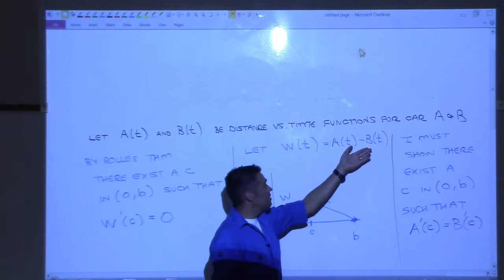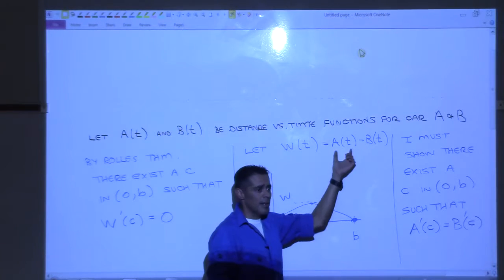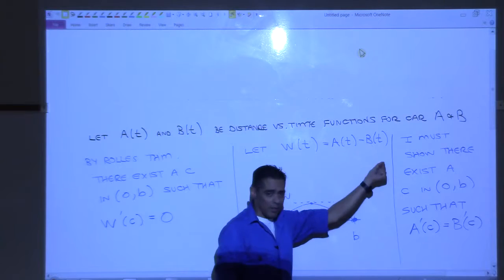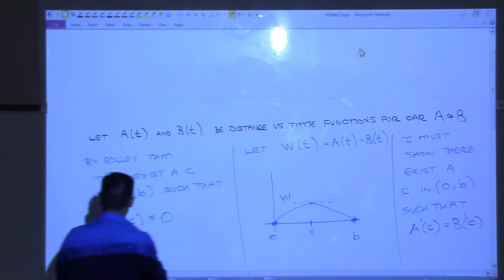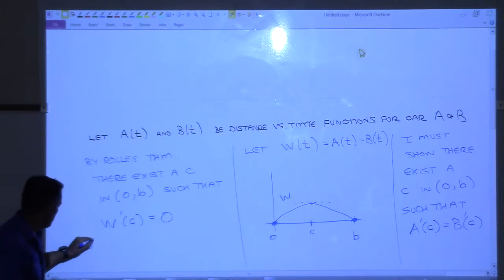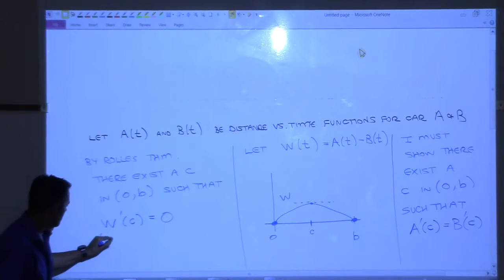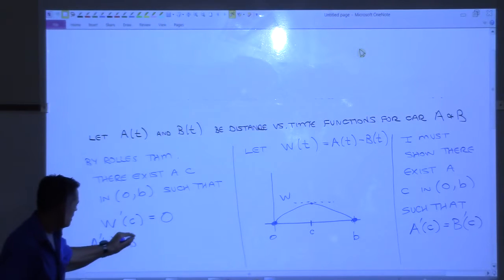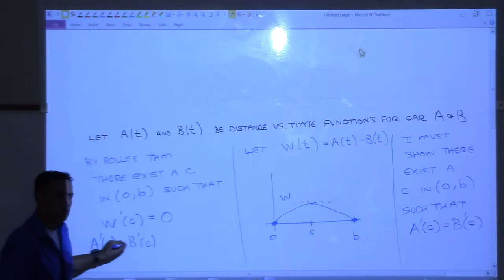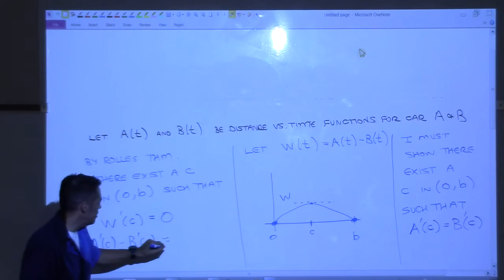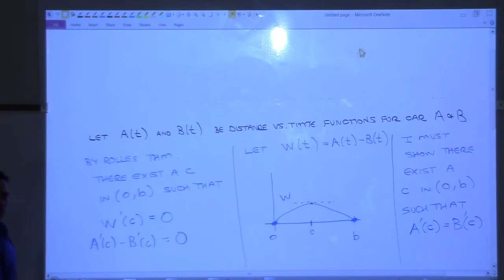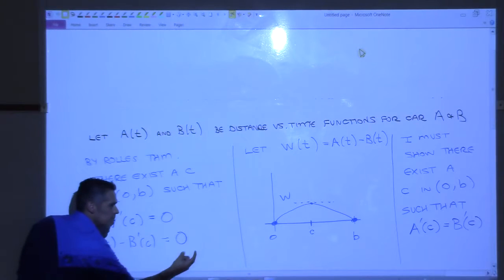And how do you take the derivative of two functions that are being subtracted? Just do them separately, right? So isn't the derivative of w at c equal to the derivative of a at c minus the derivative of b at c? Right? And doesn't that have to be equal to 0? Yes? Move that to that side.